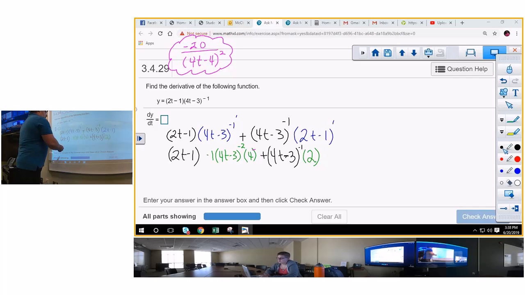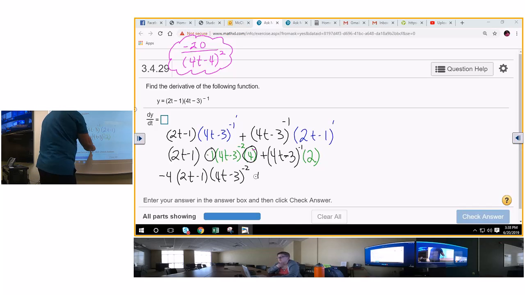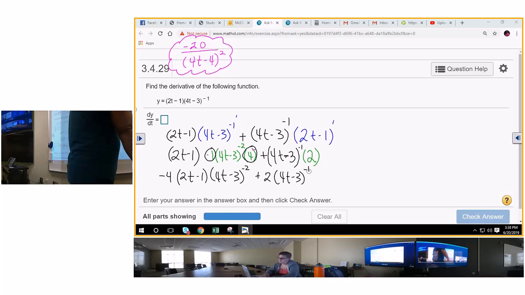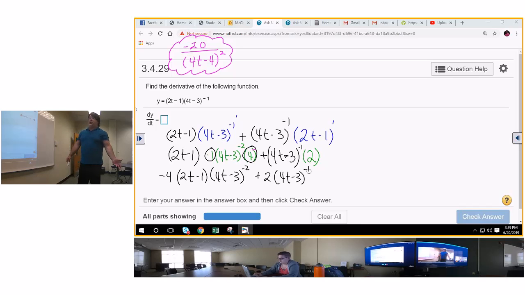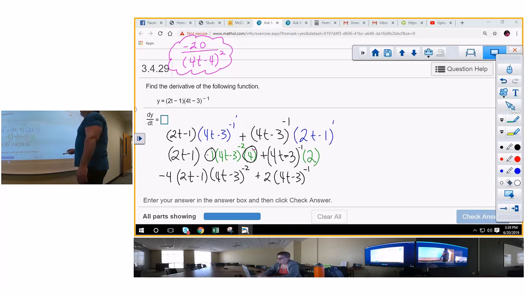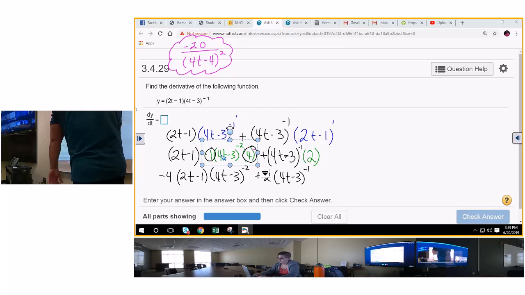So 2t, I'm gonna bring this -1 and this 4. I'm gonna bring it out front. So that's -4, 2t minus 1, 4t minus 3 to the -2 power, plus 2 times 4t minus 3 to the -1 power. Now at that point right there, you're still using algebra. There's no more calculus. So you've got to bring those negative exponents down.